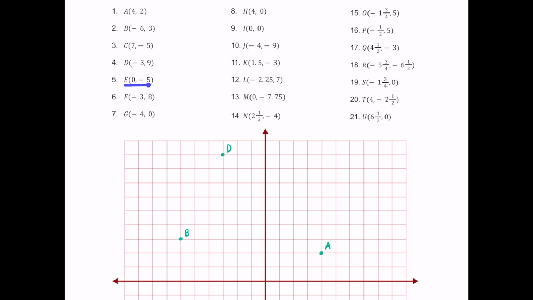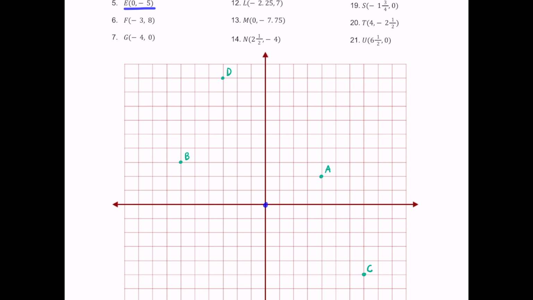For number 5, we have point E, which is located at 0, -5. We're going to go ahead and start at the origin. That 0 means don't move left and don't move right. The second number, meaning -5, is going to tell us that we're moving down 5 units. And so this is just going to be on the y-axis, or the negative y-axis. And so we're going to call this point E. Okay, so it's not technically located in a quadrant.